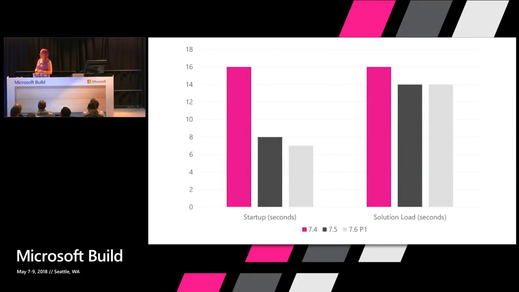So here's a chart showing some of the performance improvements that we made. Going from 7.4 to 7.5, we cut startup time to half what it was, and in 7.6 preview 1, it's even a little lower. We've also made improvements on solution load, and we have some more improvements on both of these coming up.